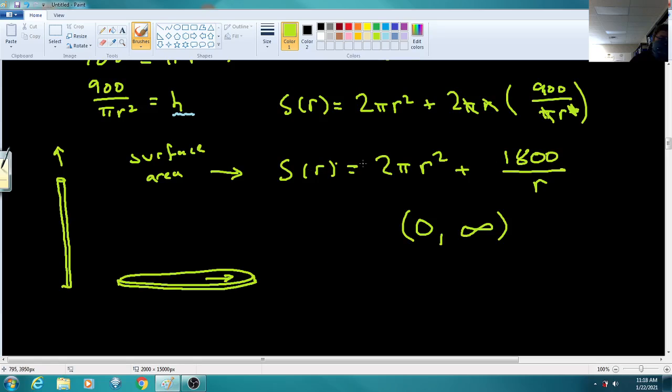If we let the radius go to 0, then there is no can. And the radius can't actually be infinity, but it can approach it. So you get a bracket with kind of open intervals. So this is our interval to check.